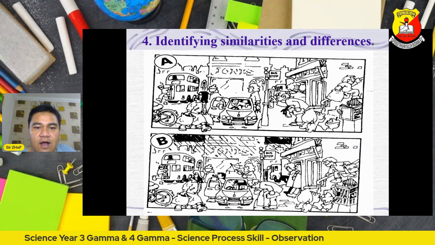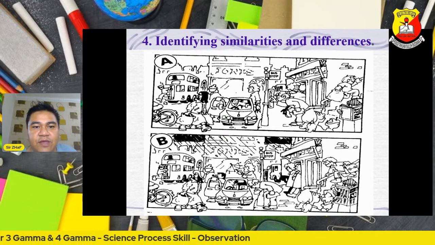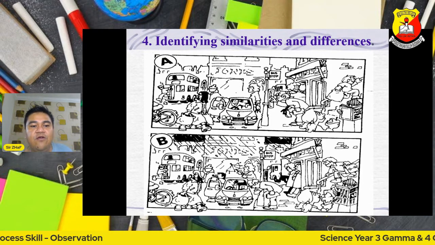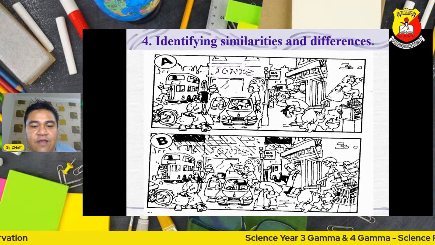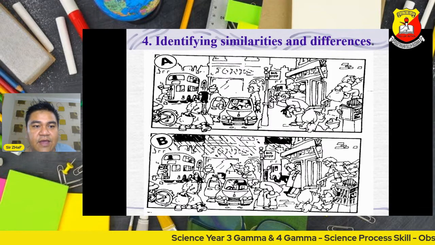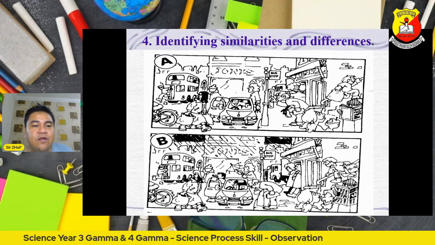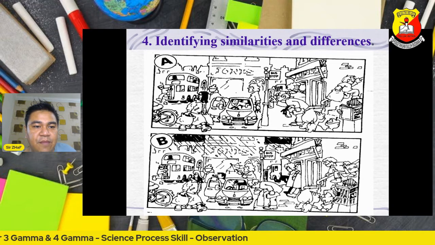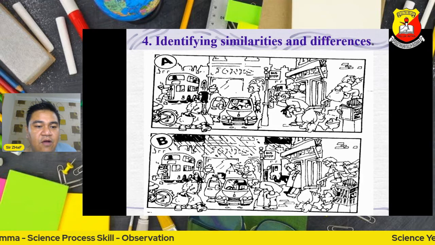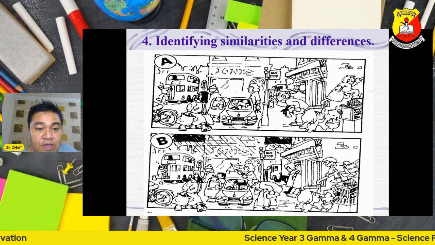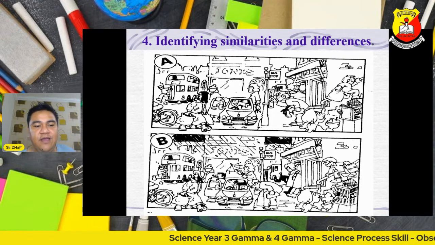Look at the car. On picture A, the man is inside the car, and on picture B, the man is outside the car. On picture A, look at the bus. The man is going out of the bus. In picture B, the man is going into the bus.